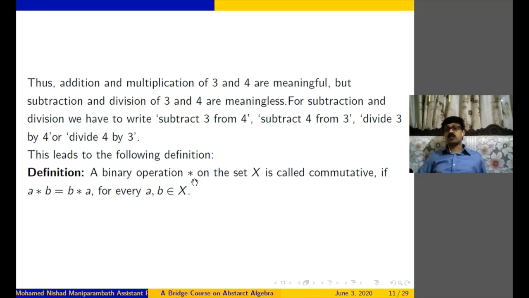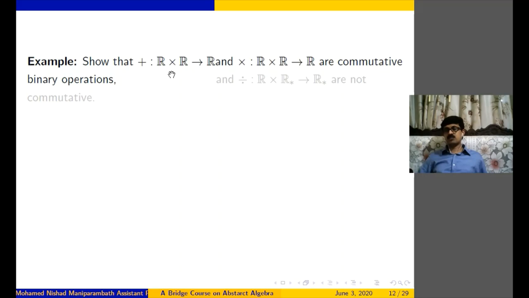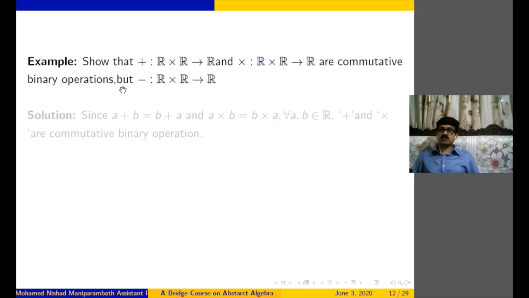That means a binary operation star on a set X is called commutative if a star b is equal to b star a, for every a, b belongs to X. This is what is called the commutative property. Just think about addition. It is very simple and we already discussed here. Plus from R cross R to R and multiplication from R cross R to R are commutative binary operations. Addition of two real numbers: a plus b equals b plus a, ab equals ba.